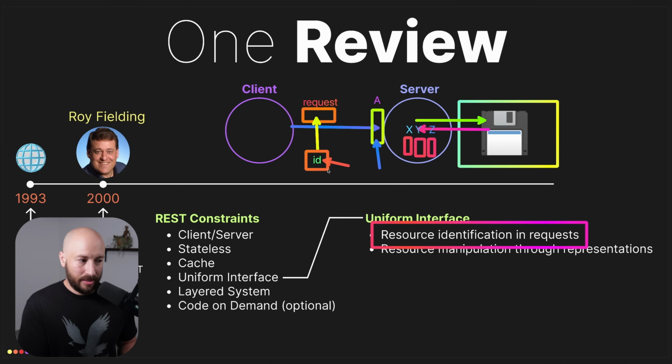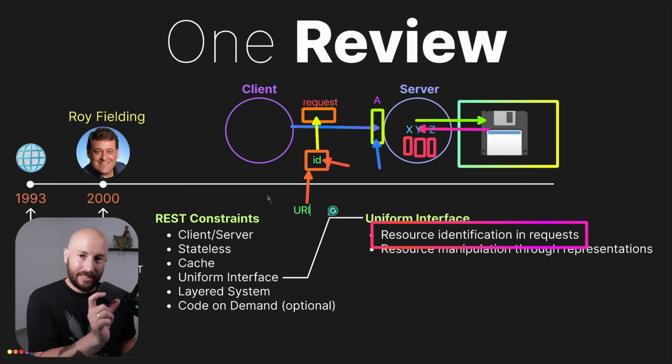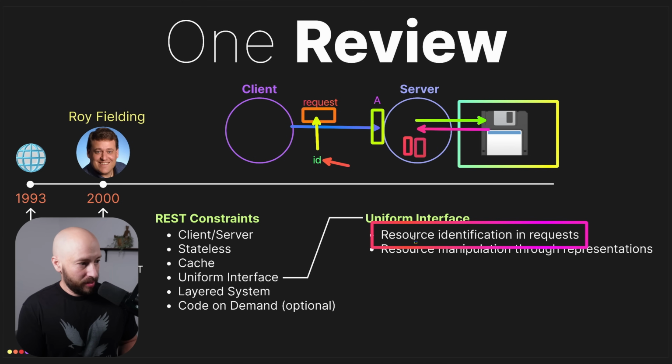Now for the actual ID, this also has a constraint where this thing must be a URI. So we're talking about the entire URI, not only the ID in the end, but the entire URI, that's the ID of the underlying resource that we're trying to fetch. Okay, so that's 1. So we have URI.